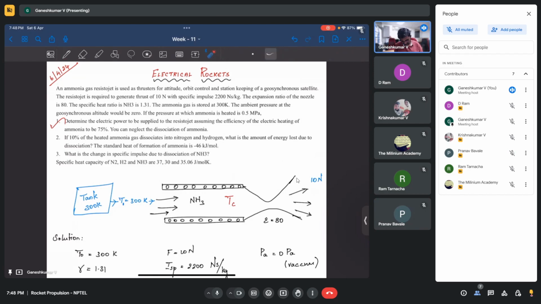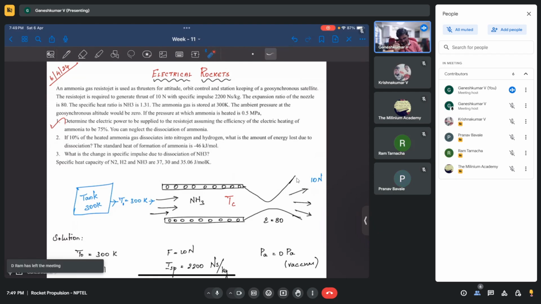Now we need to see, in reality, what happens at 1300 Kelvin. We don't know how much ammonia is going to dissociate into nitrogen and hydrogen. To find out, we need to take into account the second law of thermodynamics and equilibrium constants, which we are not dealing with in this course. That's why in this question I have explicitly stated that 10% of the ammonia gas which is heated is dissociating into nitrogen and hydrogen.